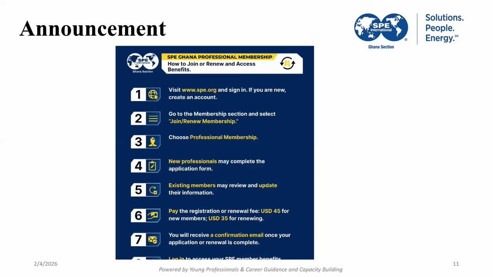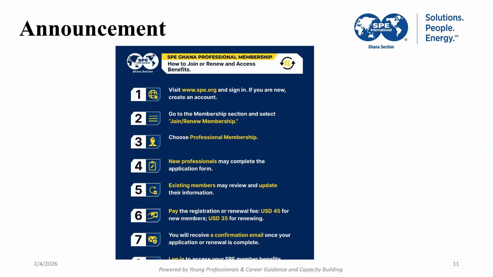You visit spe.org and sign in. If you are new, create an account, go to the membership section and select join or renew membership. You choose the professional membership option. The new professionals may complete the application form, then existing members may review and update their information, and pay the registration or renewal fee, USD 45 for new members and USD 35 for renewing. You receive confirmation once your application or renewal is complete.